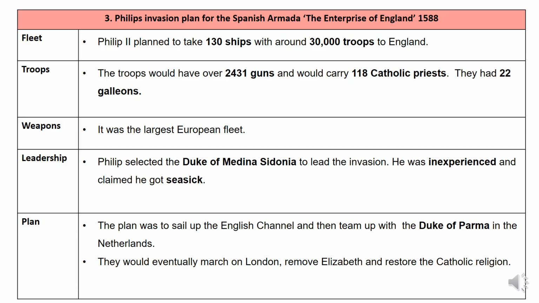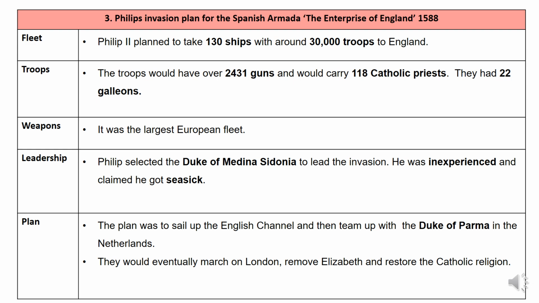So what was Philip's plan? He was going to take 130 ships with about 30,000 troops. About 22 of these ships are the new galleon type ships. The troops that are on board are going to have over 2,000 guns and 118 Catholic priests. This is so they are ready to jump off of the ships and immediately help change England back to a Catholic country again.